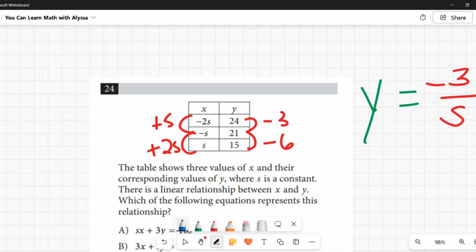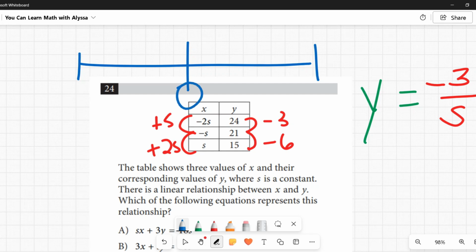If you have negative S and positive S, what's going to be right smack dab in between them? Put any number in there. Negative 5, positive 5. Negative 100, positive 100. What's the number directly in the middle between a number and its opposite? It's 0. It's because they both have the same absolute value. They're both the same distance from 0. Any number you put in there, this is going to work. 0 is the number that's right in between there.